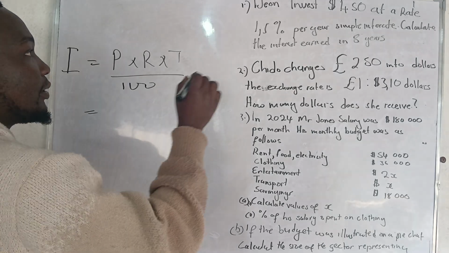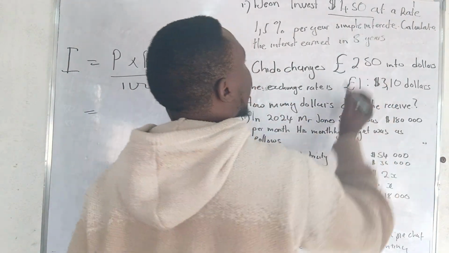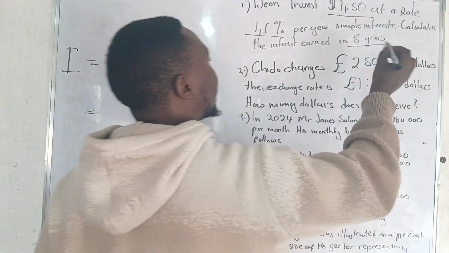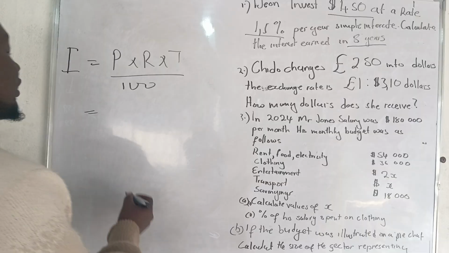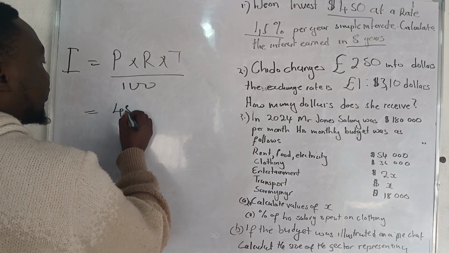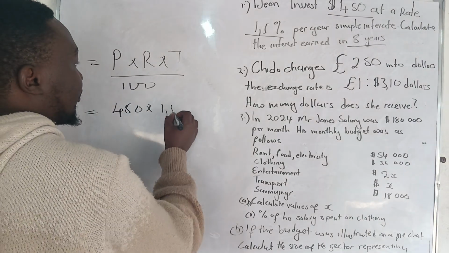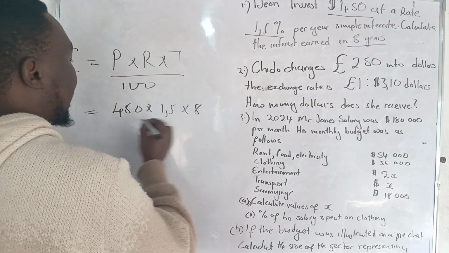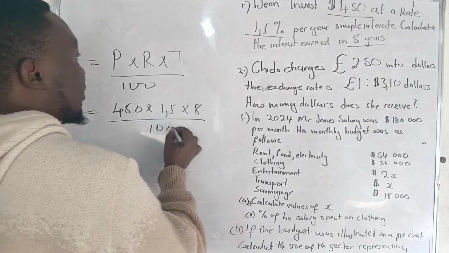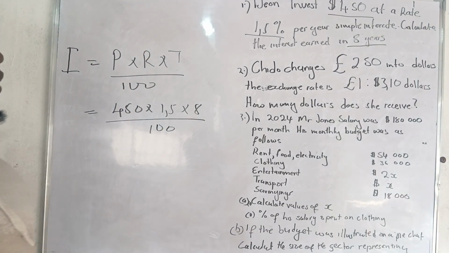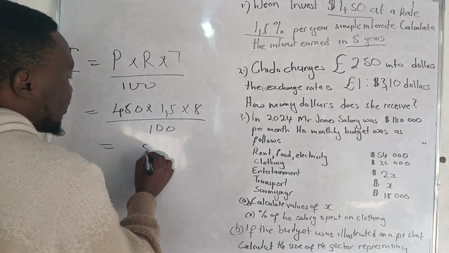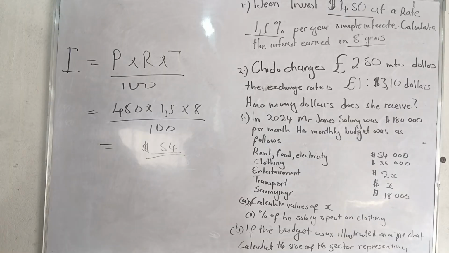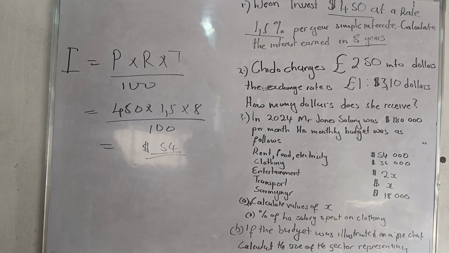So we are going to have the principal. Principal is the money that is invested. The rate, the amount is already given in years, so there's no need for conversion. So the principal is 450 multiplied by the rate 1.5. We don't need to put a percentage here. Multiplied by the time 8, then divided by 100. That's the formula. If you calculate this, it's going to give you an interest of about $54.